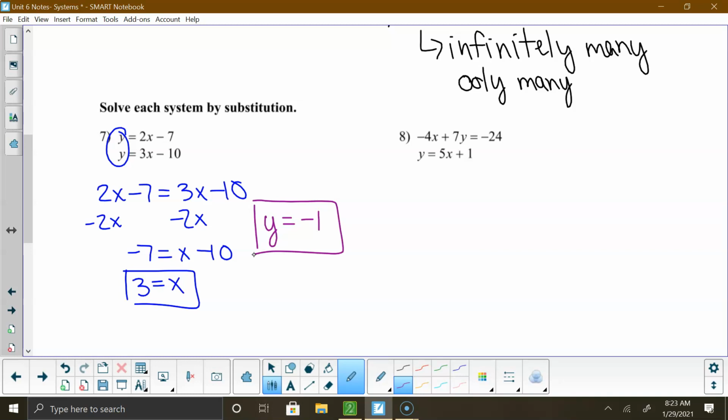Alright. Number 8 is the second situation where substitution works out to your advantage, and it's because I know Y equals this, so I'm just going to replace that Y with all of that. Okay, literally substituting it in.